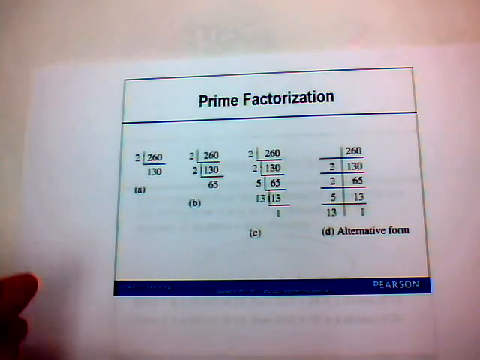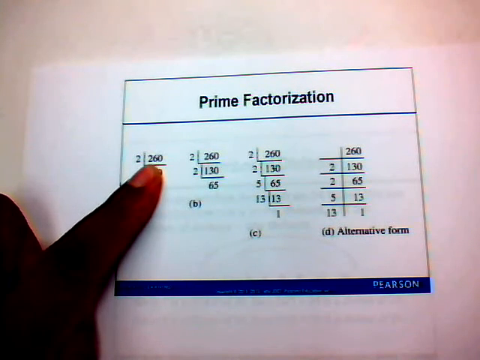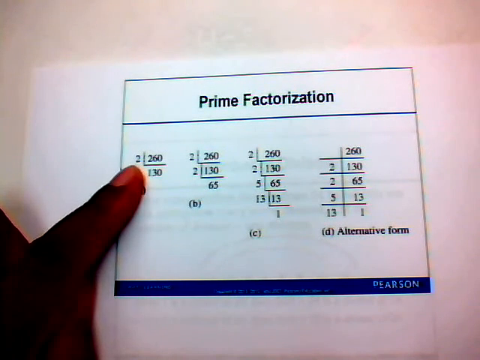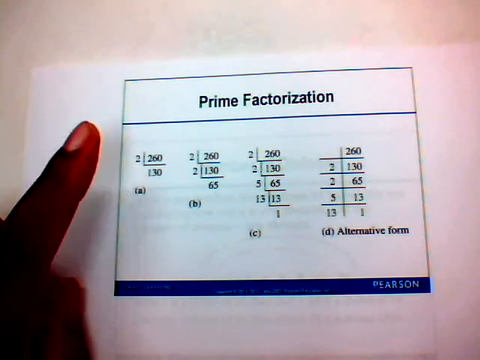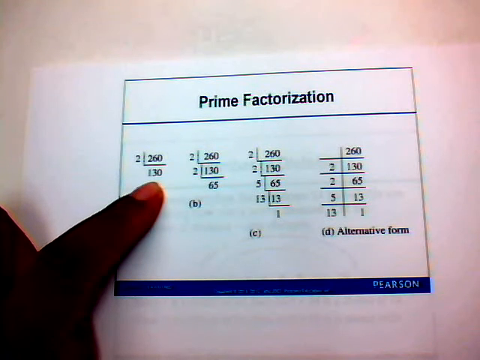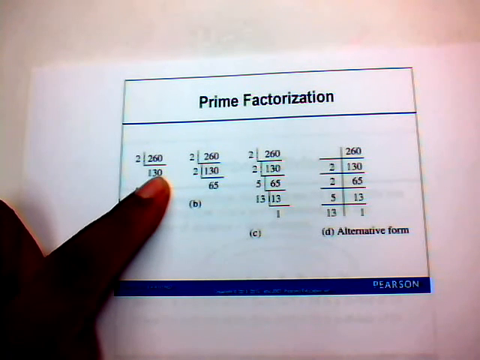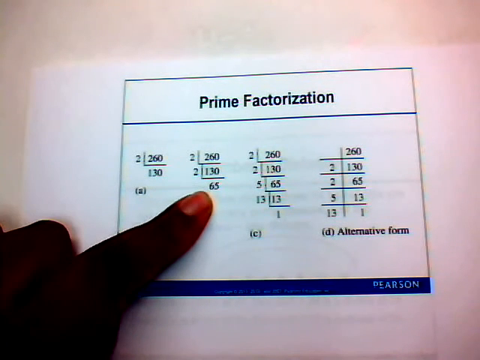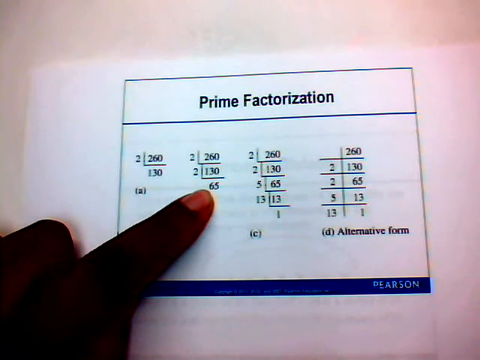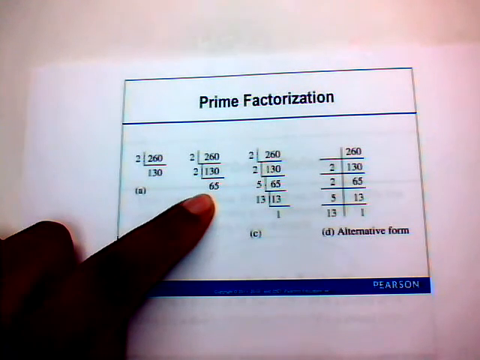Look at the number 260. Well, the smallest prime we can use is 2, because I know 0 is the last digit. It's divisible by 2. So divide 2 into 260, you get 130. And again, the last digit is a 0, so we can use 2 again. Divide 2 into 130, that's going to give you 65. Now, we can't use 2 because the last digit is not a 0 or a 2 or a 4, 6, or 8. And we can't divide 3 into 65, nor can we divide 4 into 65.